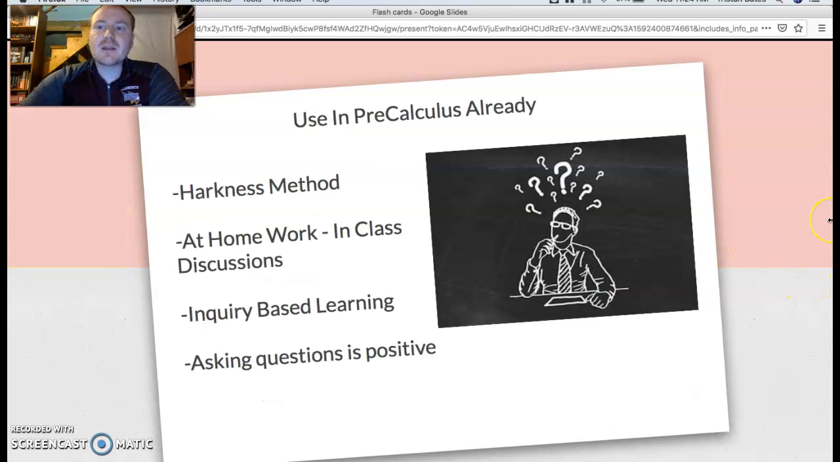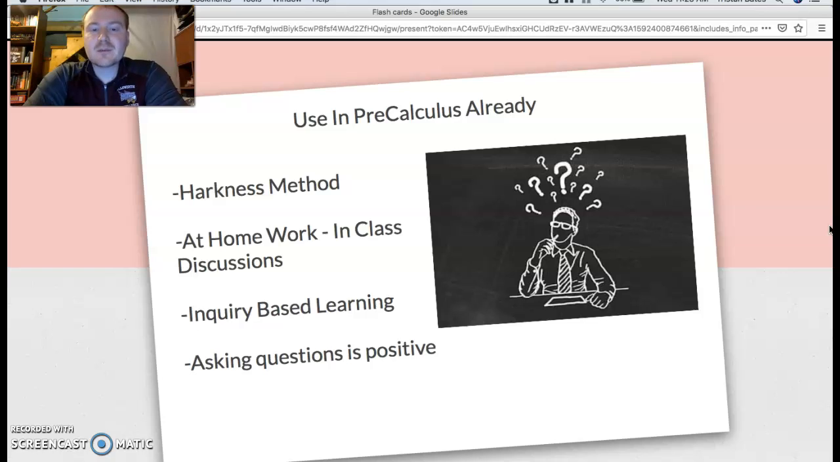So as I said, I already use it in my pre-calc class. I use what's called the Harkness Method, which is not exactly flipped learning, but it's very much in line with it, I would say. The students do the work at home, and then they come into class, and that's where they have classroom discussions about the problems, and they explain their solutions and how they got to where they got, or why they couldn't get any further. So it's very inquiry-based learning, which is a big part of the flipped classroom, the idea of being inquiry-based, where students are leading the learning as opposed to being force-fed.